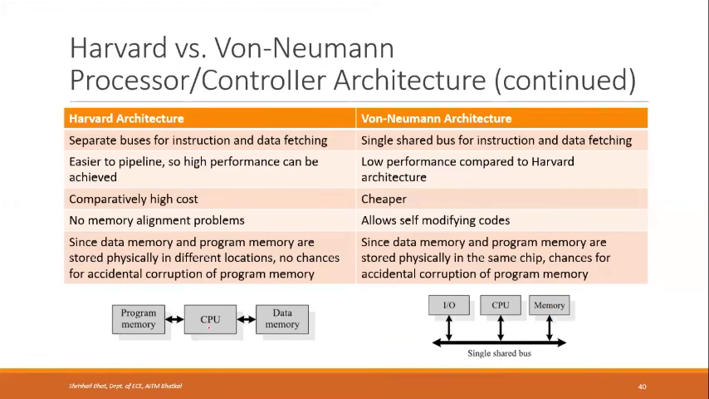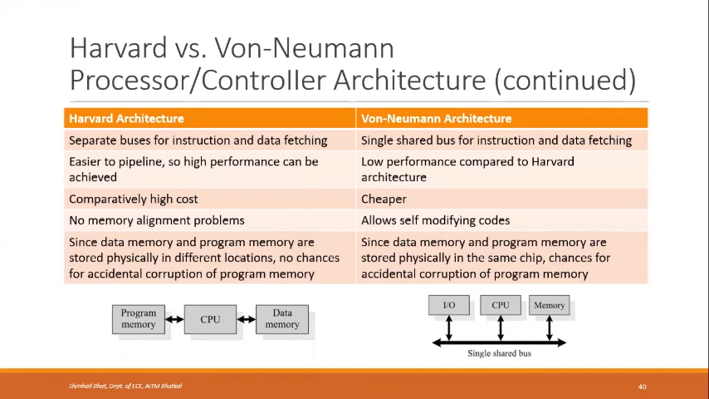Whereas in case of Harvard architecture, there is a separate program memory and another data memory, so there is a different bus for program and a different bus for data. So this is easier to pipeline, and high performance can be achieved. Von-Neumann has low performance compared to Harvard architecture because there is no pipelining. Harvard is comparatively higher cost because separate memories and separate buses are required, and this adds to the cost. Whereas Von-Neumann is cheaper because a single bus and single memory is used.